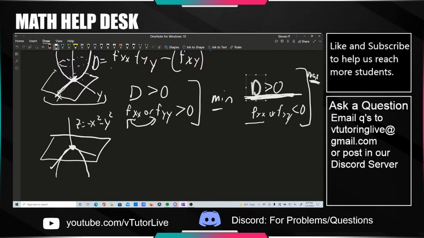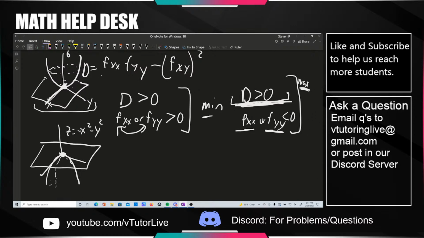You would see that fxx and fyy would both be negative parabolas. Just think about taking the slice along the x direction and along the y direction, and you would get negative facing parabolas for both. The idea is that if they're both negative and their concavities agree with each other, that means D ends up being a positive number again. All right, so that's that.